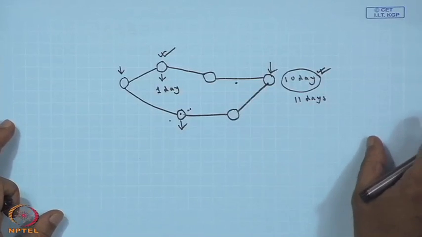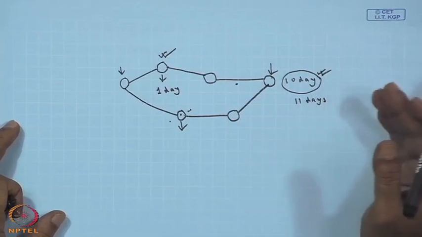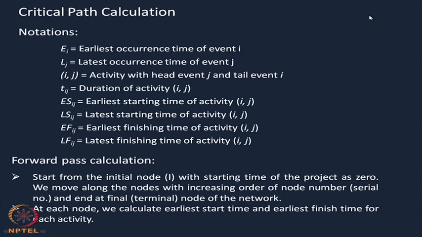So that afterwards, if we wish, we can change the values of the critical activities and check what the effect is on the project completion time. Now, how do we find out these things? For the calculation of the critical path, we will use some notation.